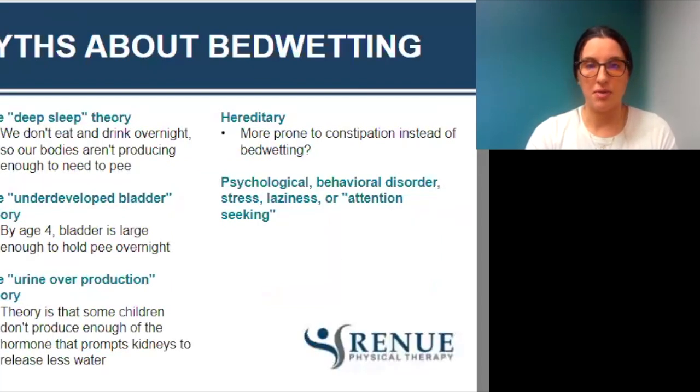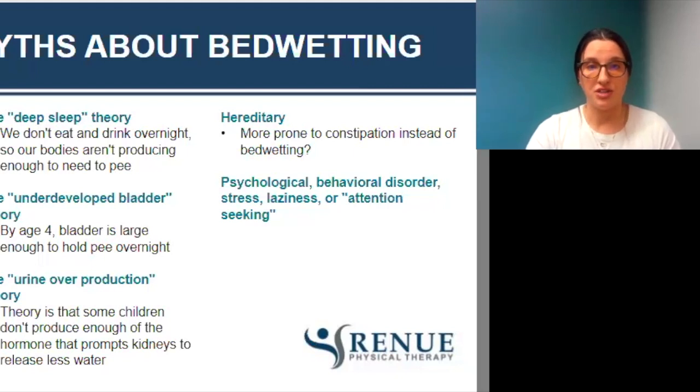So going into some myths about bedwetting. The deep sleep theory is not exactly accurate because we don't eat and drink overnight, so our bodies aren't producing enough to need to pee. And when a person needs to pee overnight, it's usually because the bladder is overactive and spasming. That can be caused by constipation or learned habits. There are no studies that have shown that children with nighttime wetting sleep more deeply than kids who are dry. The underdeveloped bladder theory: by age 4, the bladder is actually large enough to hold pee overnight.